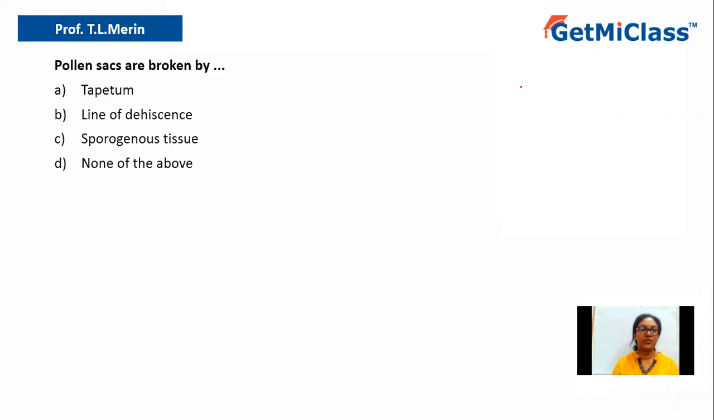Today we're going to solve this question which says pollen sacs are broken by option A tapetum, option B line of dehiscence, option C sporogenous tissue, option D none of the above. So let us understand the question. The question says pollen sacs are broken by. So how are the pollen sacs broken to release the pollen grain? So that is the question.